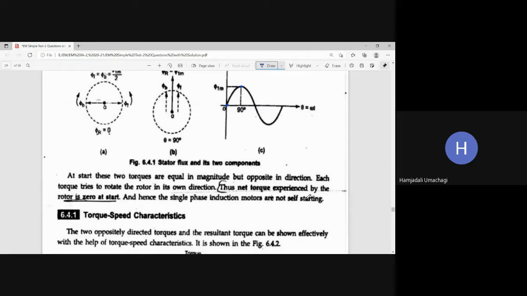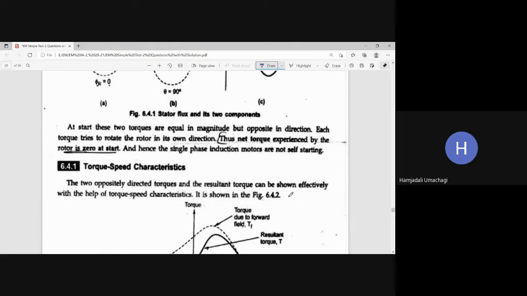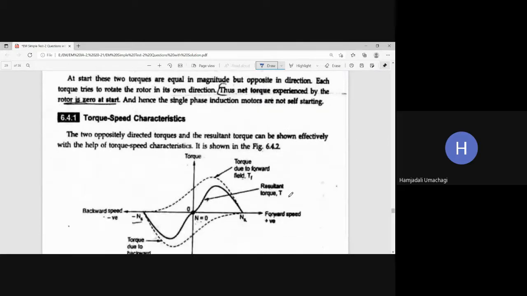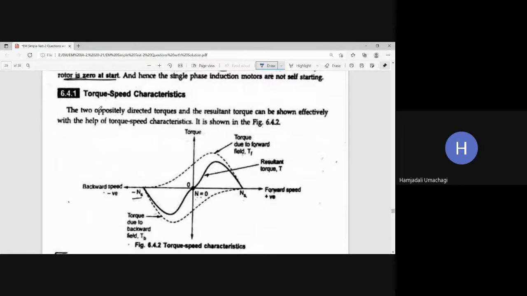Because of that, the net torque experienced by the motor is 0. Because of that, the single phase induction motor will not start on its own at the time of starting. Because of that, we call single phase induction motors not self starting. Okay, after explaining all this, then you should draw the torque speed characteristics.